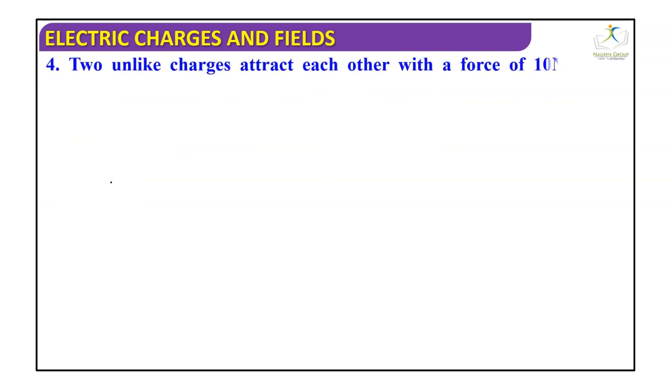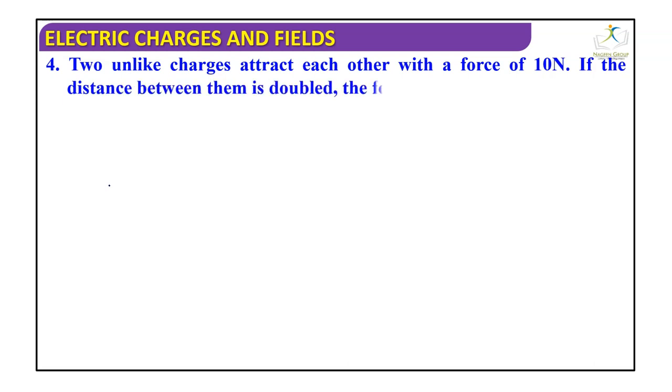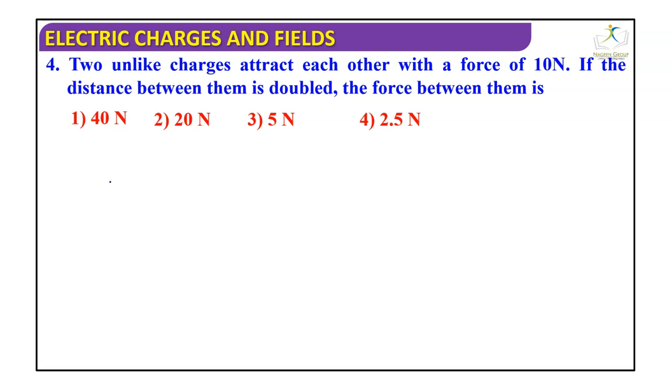Two unlike charges attract each other with a force of 10 Newton. If the distance between them is doubled, the force between them is? So let's solve this particular problem. We have options 40 Newton, 20 Newton, 5 Newton, 2.5 Newton. Hope you have already done it. Let's see the solution.